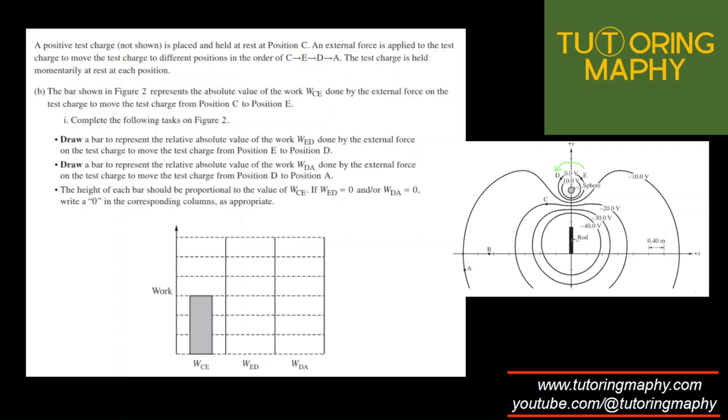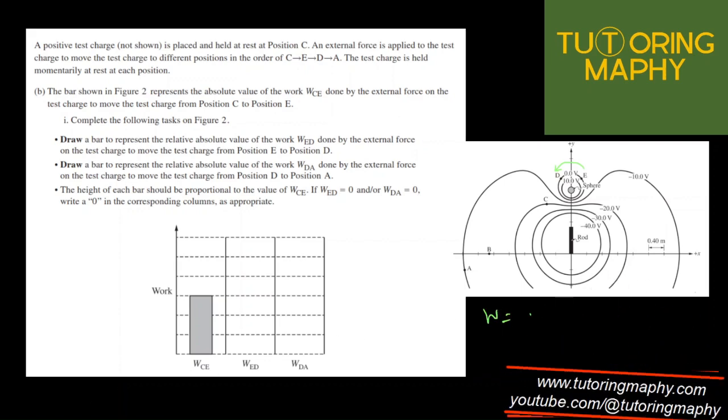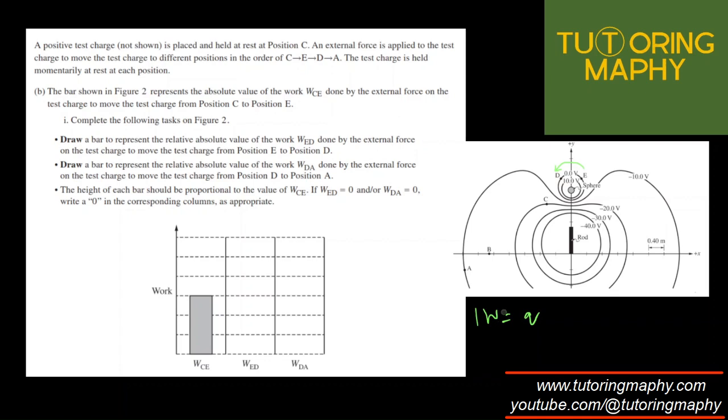And what is the work done formula? The absolute value of the work done is given by Q times the absolute value of delta V. And since E and D are on an equipotential line, there is no delta V. So delta V is 0, which means the work done is 0. So from E to D, for sure, the work done is 0. So I'm just going to write 0 over here.